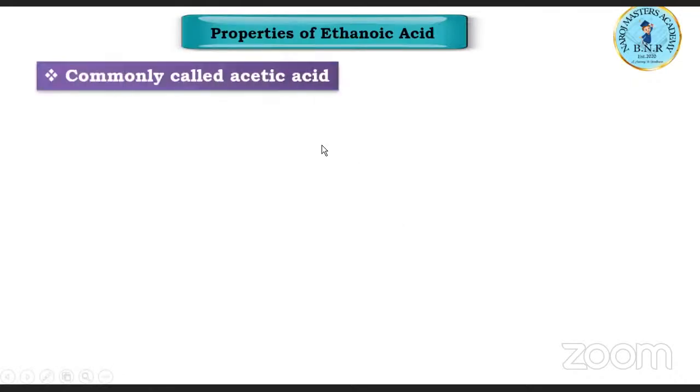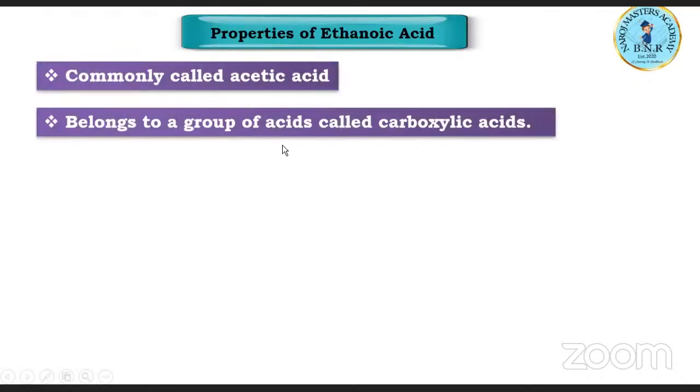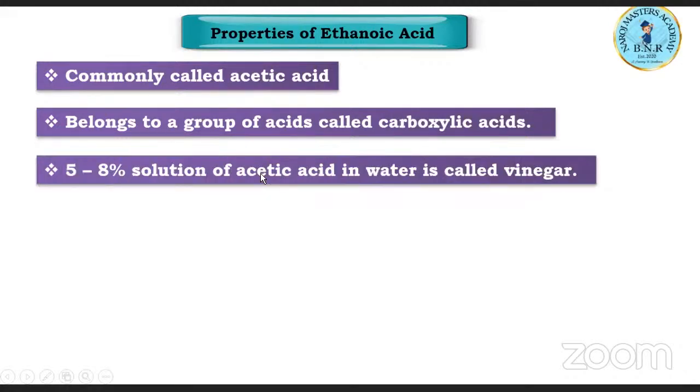Properties of ethanoic acid, commonly called acetic acid. CH3COOH, also known as ethanoic acid, belongs to a group of acids called carboxylic acids. A 5 to 8% solution of acetic acid in water is called vinegar. Can you define what is vinegar? I think this is the second time I am reminding this. Vinegar is used in fast food centers, and even in cleaning.